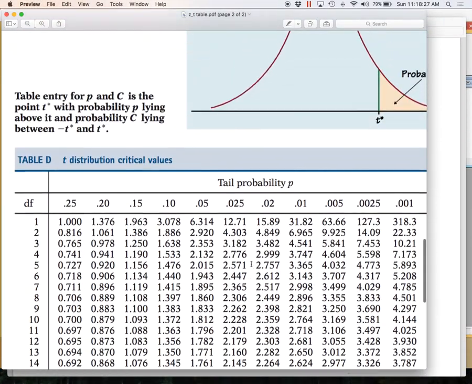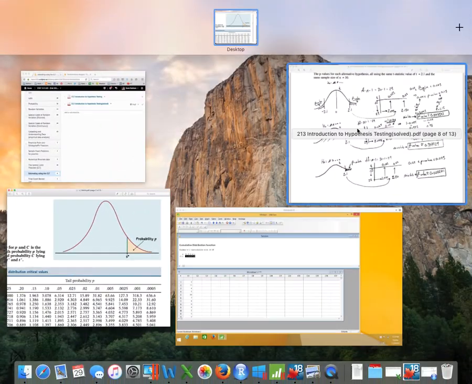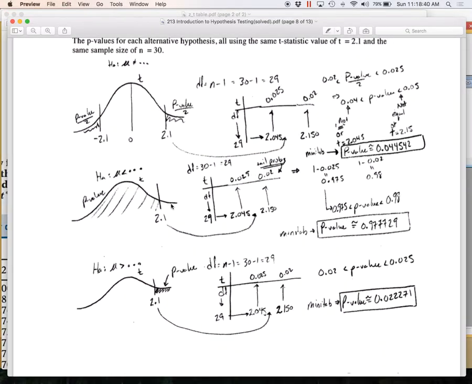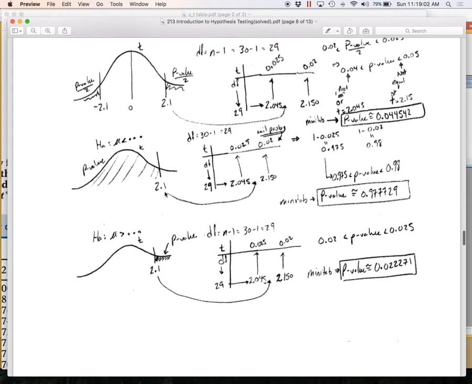Another useful feature is to look up at the picture. It's telling you the right tail. This is the area that they're telling you about, right here. But I don't want this area; I want 1 minus that area. So if I do 1 minus 0.025 and 1 minus 0.02, I get 97.5% and 98%. So in this case, I know that my p-value is in between 97.5% and 98%. Again, drawing pictures really, really helps.